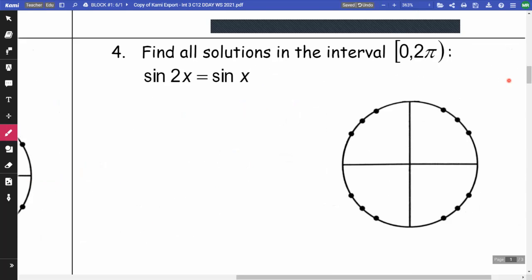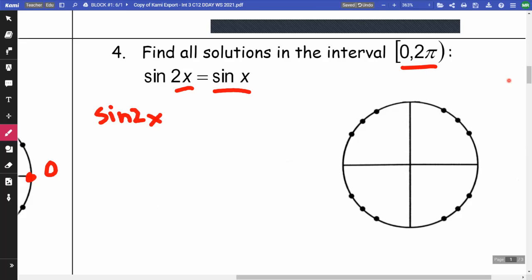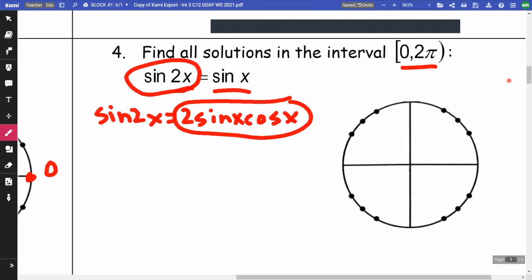Number 4. Again, this is from 0 to 2 pi. So I have a 2x and I have a sine x. So you want to be careful with that. So I'm going to use that sine 2x formula. Let me just jot it here. Sine 2x is equal to 2 sine x cosine x. So that's one of the double angle formulas. So in place of this, I'm going to write this. So I'm going to get 2 sine x cosine x is equal to sine x.